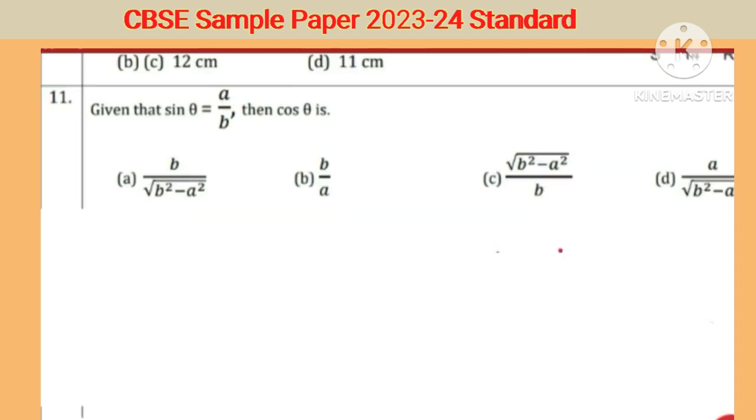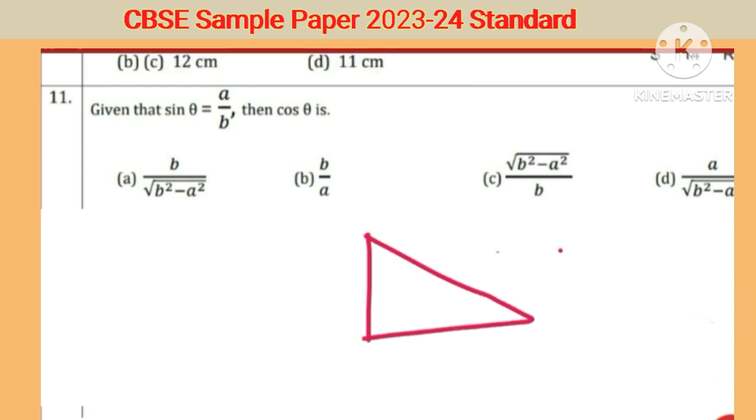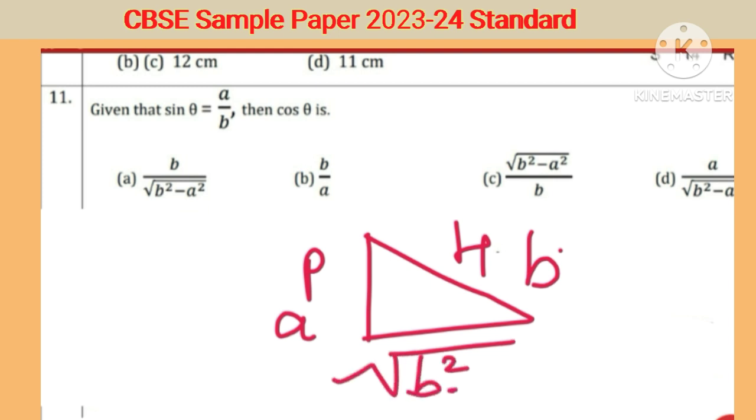Question number 11 is very interesting. Given that sin theta is A by B, that means P is A and hypotenuse is B. So clearly by Pythagoras theorem, we are going to get the base as root B square minus A square. How did we get this? By using Pythagoras theorem. We need to find out cos theta. Cos theta is base upon hypotenuse. So the value of cos theta will become this, base upon hypotenuse. This matches option C, so option C will be the right answer for this.